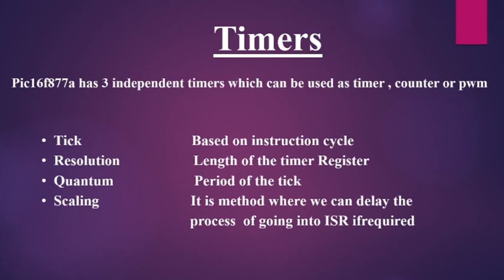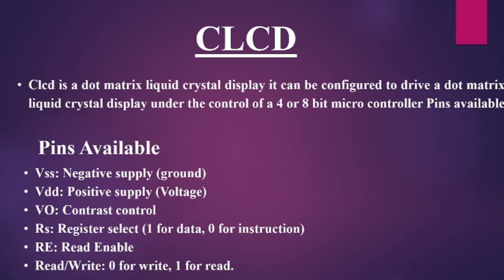So timers. In PIC16F877A, it has three independent timers which can be used as a timer, counter or PWM. There are four terms: tick, resolution, quantum, scaling. Tick is based on the instruction cycle. Resolution is the length of the timer register. Quantum is the period of the tick. Scaling is a method where we can delay the process of going into ISR if required. So these are the timers used in the PIC16F877A microcontroller.